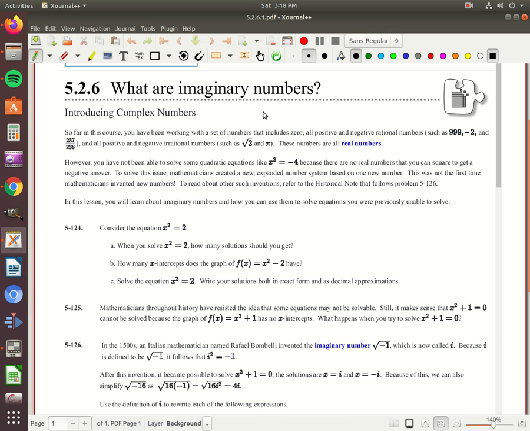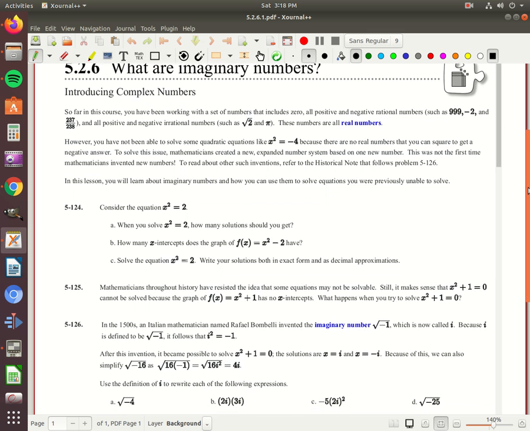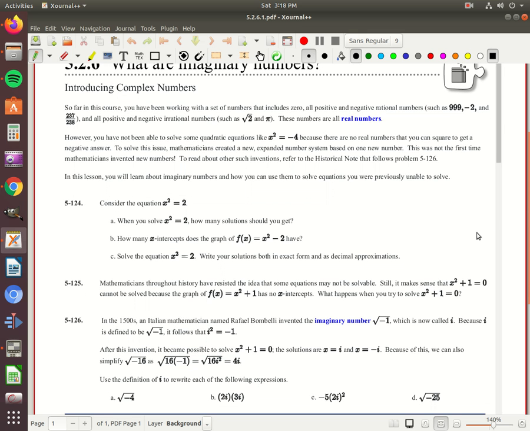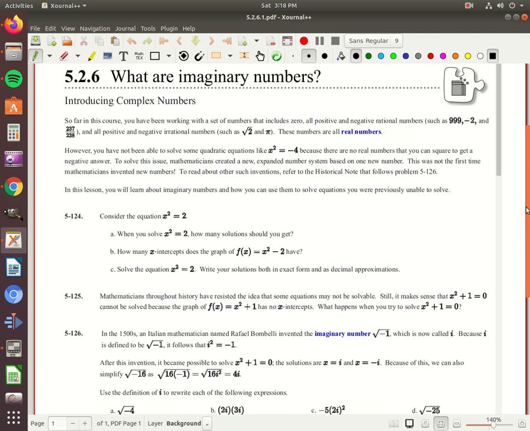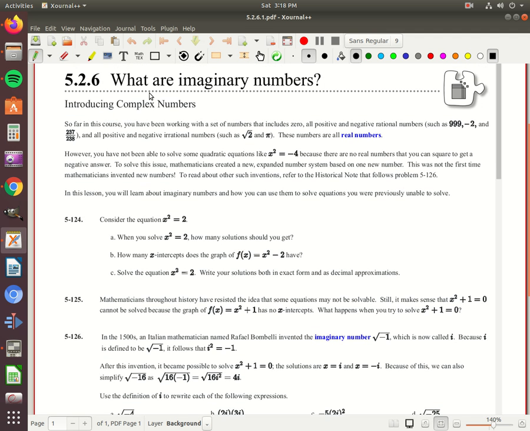2-6, we're going to look at imaginary numbers, which are kind of cool. Basically, people just didn't know what to do with something, so they made up numbers to solve them. And it turned out that they worked mathematically, so they kept them. And it will also introduce complex numbers as well, which is actually pretty simple.